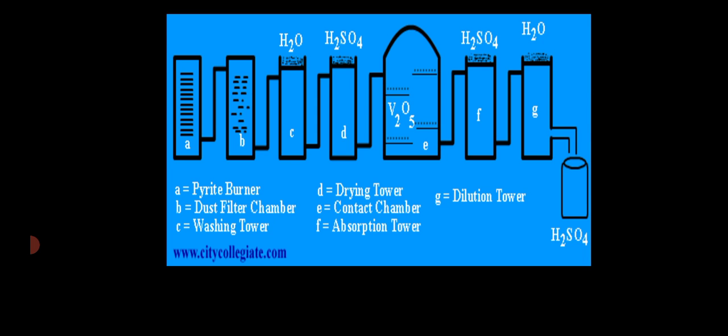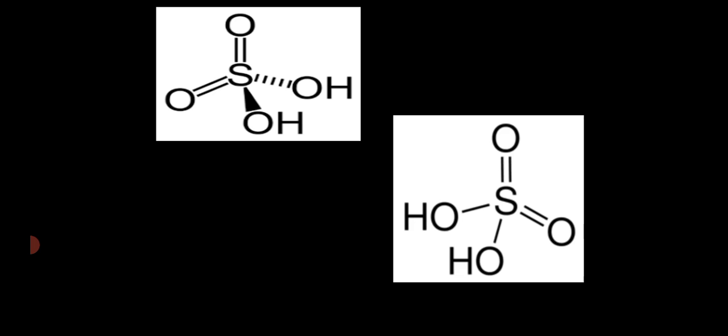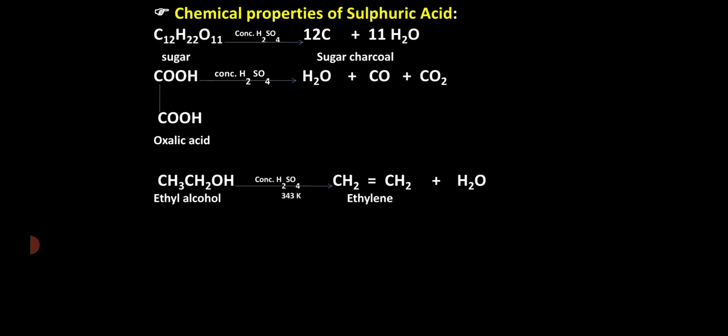Now in this way, you can see this is the structure of sulfuric acid. You can see it here, a tetrahedral structure. I have shown you here the structure of sulfuric acid, clear? And these are the chemical properties of sulfuric acid.